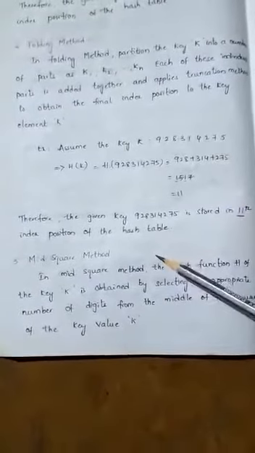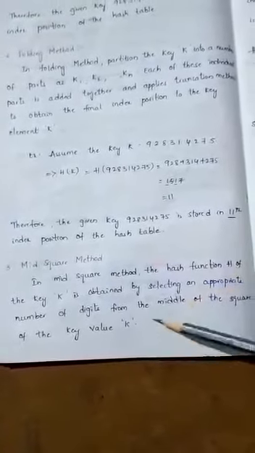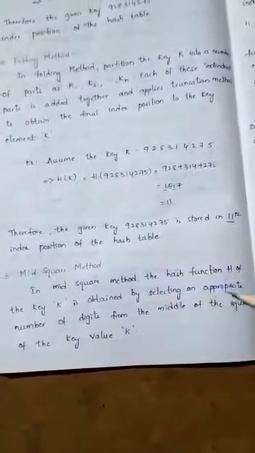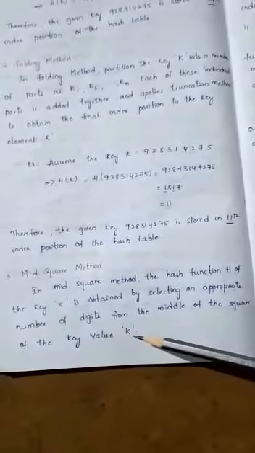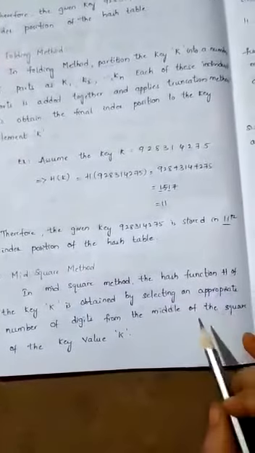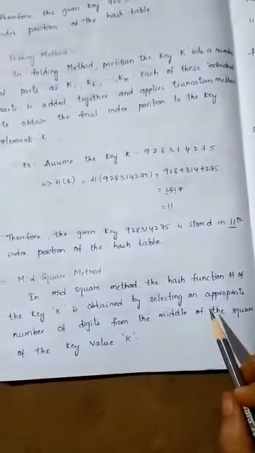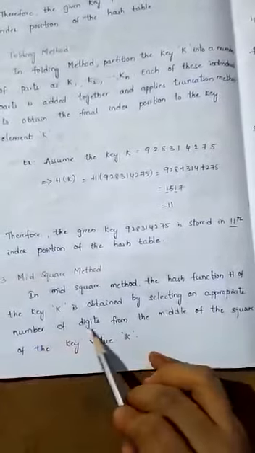The next method is the mid-square method. In the mid-square method, the hash function h of key k is obtained by selecting an appropriate number of digits from the middle of the square of the key value k. So in the mid-square method, we need to square the given key. After squaring the given key, we need to select an appropriate number of digits.